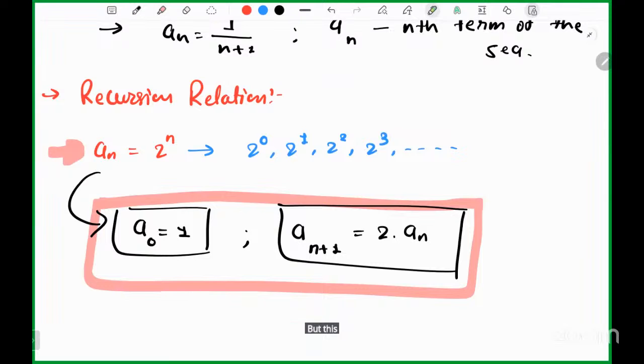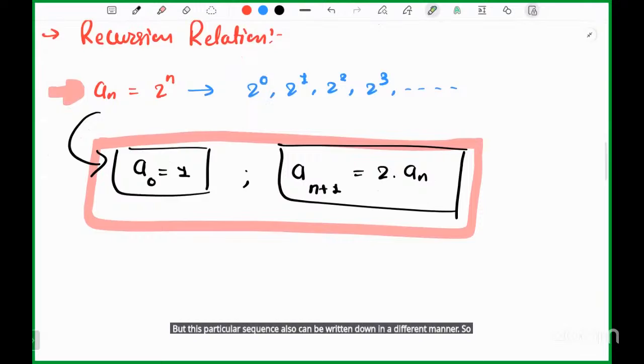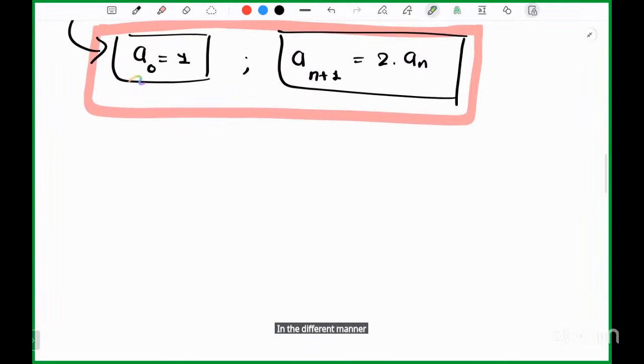But this particular sequence can also be written in a different manner. What is that different manner? I'm saying that the first term of the sequence is 1, and the n plus 1 term of the sequence is 2 into the an term. So let's figure out what this statement says. It says that a naught is equal to 1.